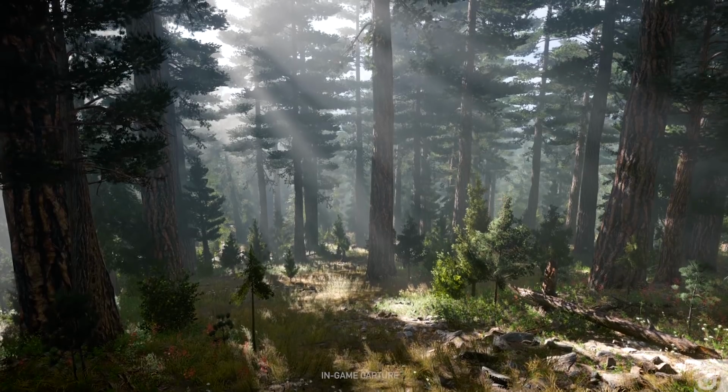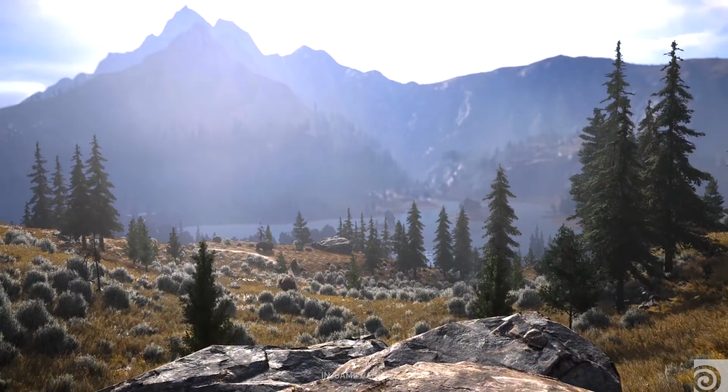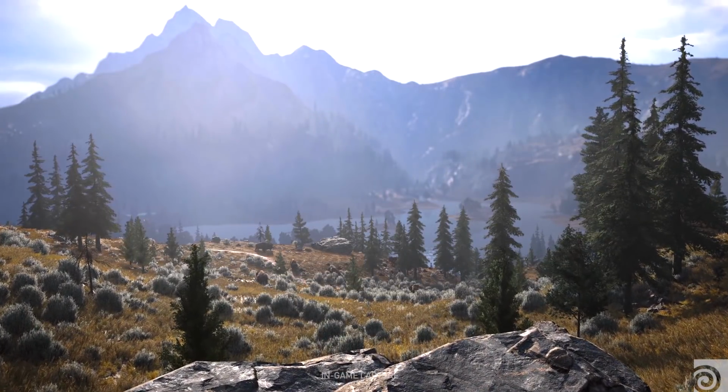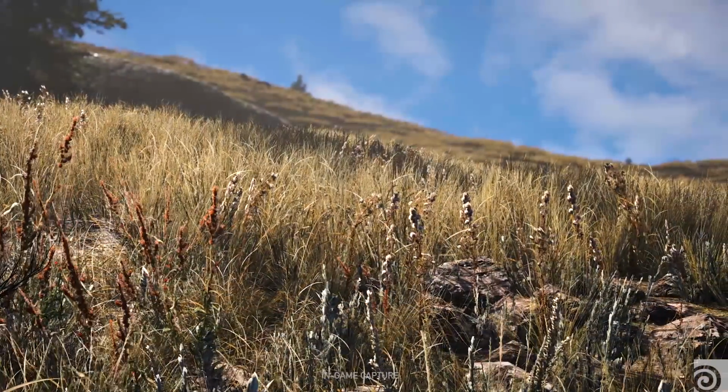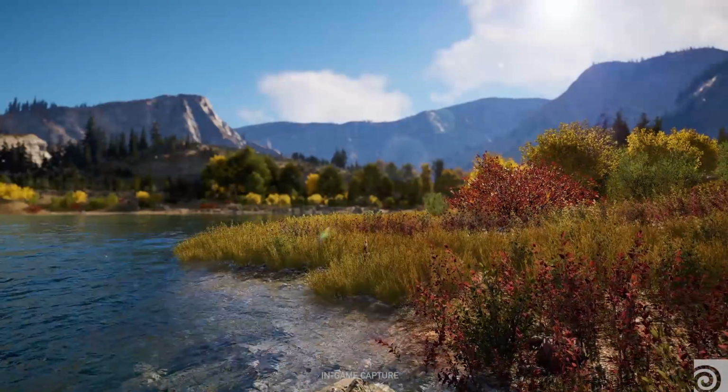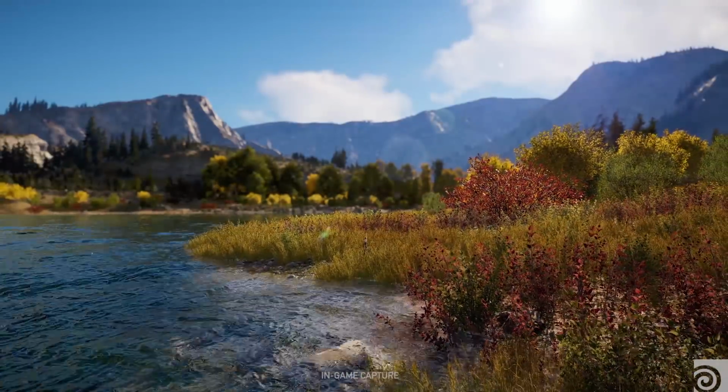So in this new title in the series, we wanted to push the realism to the next level. To achieve that, we wanted to really be able to reproduce natural phenomena that we can observe in nature, and just to make the world more believable and more credible to the players.